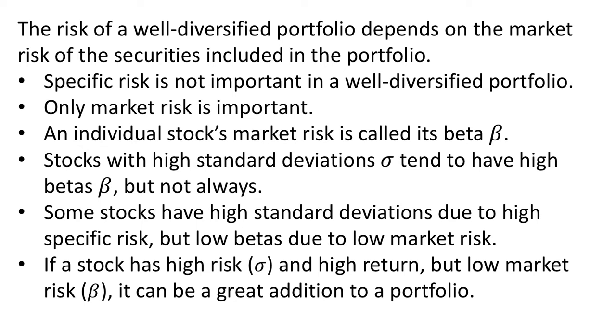An individual stock's market risk is called its beta. Stocks with high standard deviations tend to have high betas, but not always. Some stocks have high standard deviations due to high specific risk, but low betas due to low market risk. If a stock has high risk, that is high standard deviation, and high return, but low market risk, that is low beta, it can be a great addition to a portfolio.